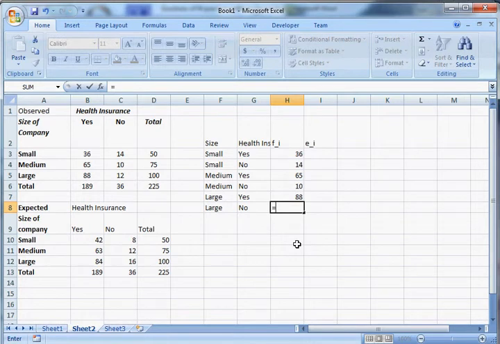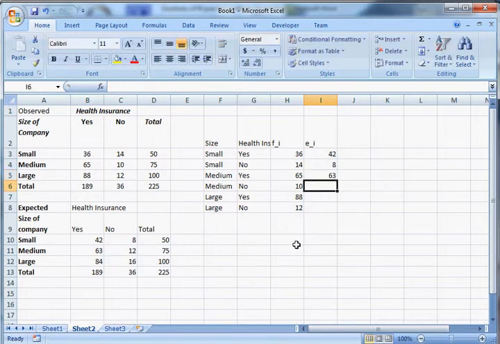For EI, this comes from the contingency table we built, and this is where a lot of the heavy lifting is in this type of problem. If independence were totally the case, if these were perfectly independent within our sample, we'd have 42 people who worked for small companies say yes, 8 people say no, 63 medium yeses, 12 medium no's, 84 large yeses, and 16 large no's.